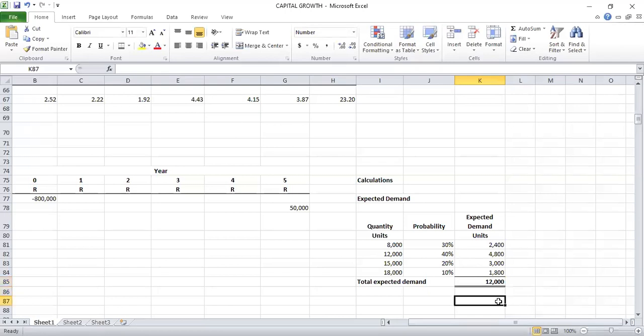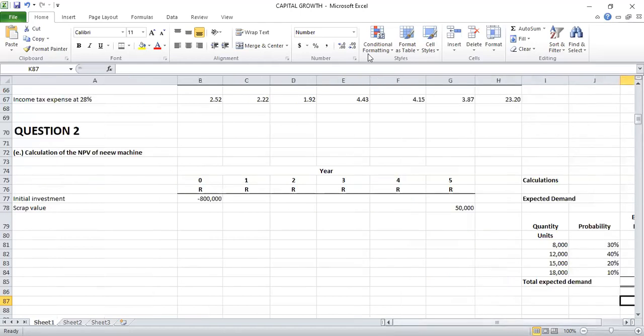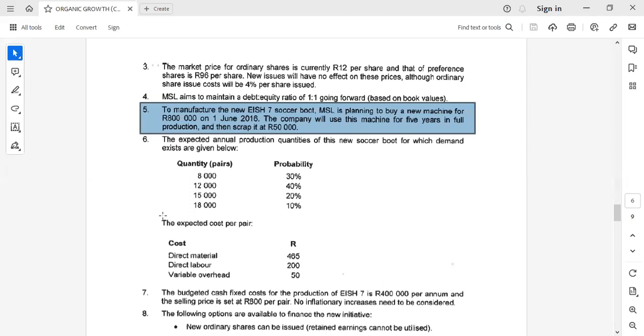Which will be 12,000. So that means we are expecting a demand of 12,000 over the period of the project. Right. So we now know our demand. So that means we'll use 12,000 as the representative demand. Right. Then we are told that the expected cost per pair is this one.